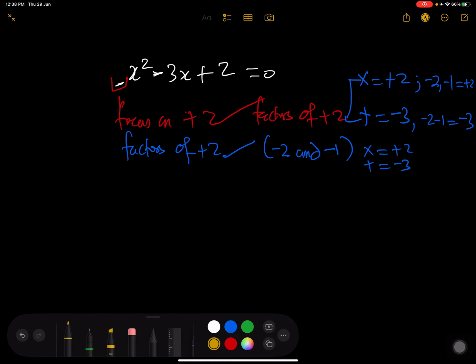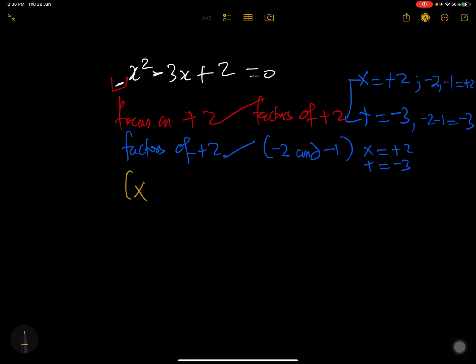So once we've looked for the factors, we just take x and minus 2. This is the first one, minus 2. And another x, and then minus 1. This is minus 1. That's it. It's equal to 0. And then you're going to have x minus 2 is equal to 0. And you're also going to get x minus 1 is equal to 0.